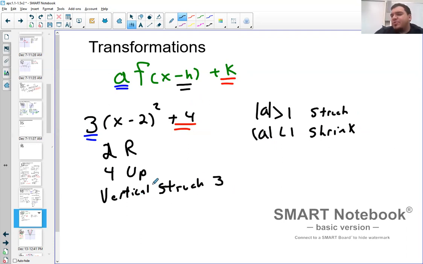Now, before, I think I told you about horizontal stretch or shrink, horizontal shifting, I'm sorry. You do not need to worry about that on this test, so I'm not going to go over that. But that's the basics of transformations.